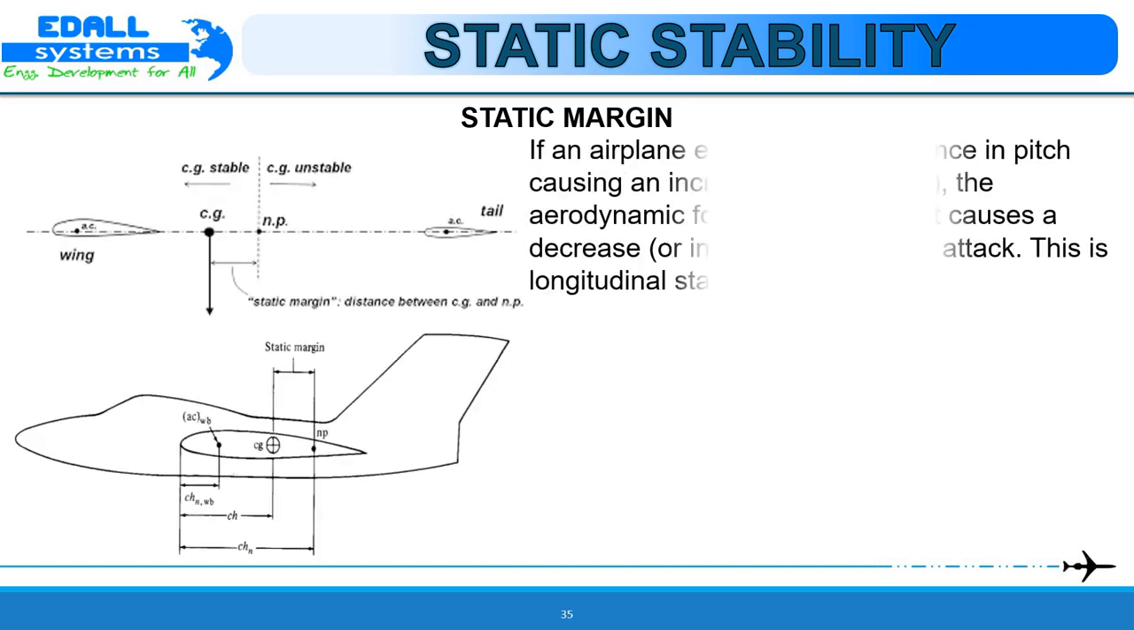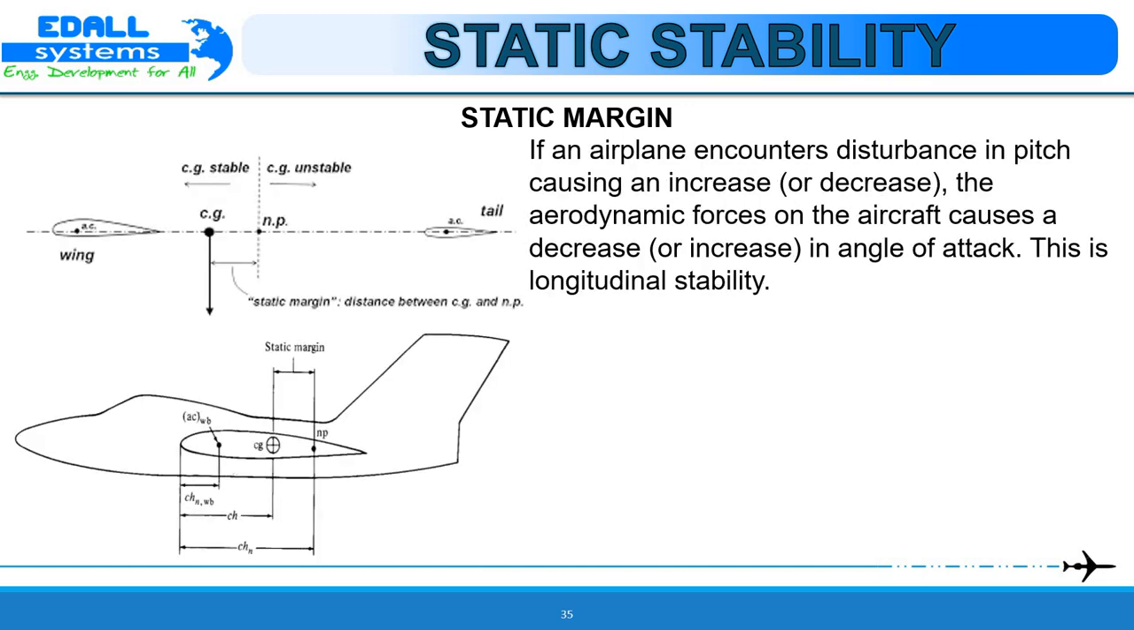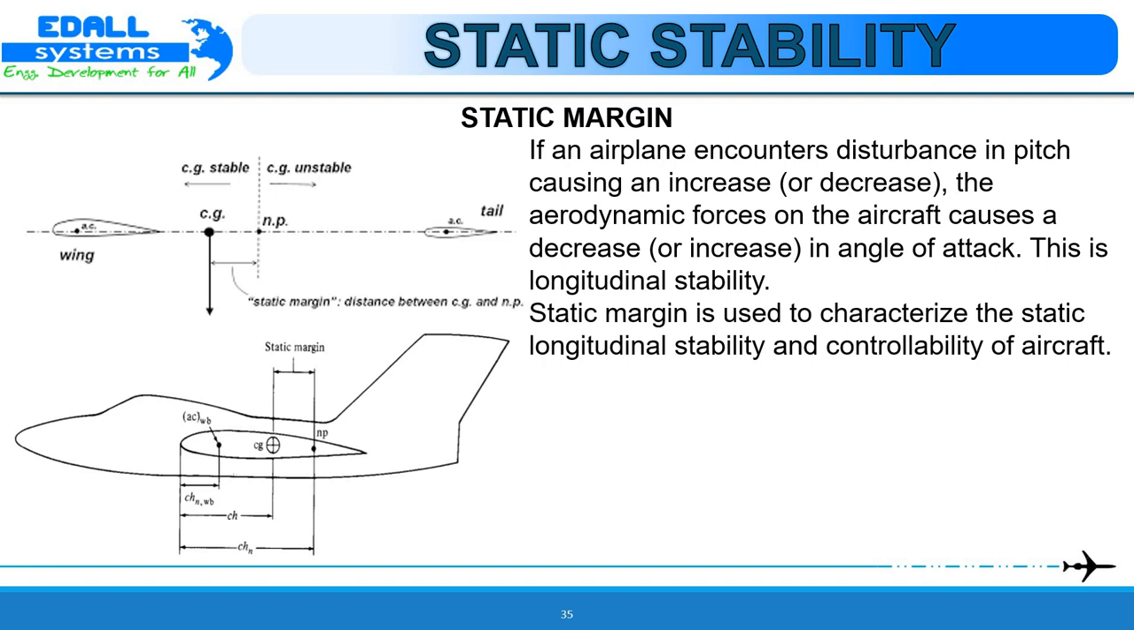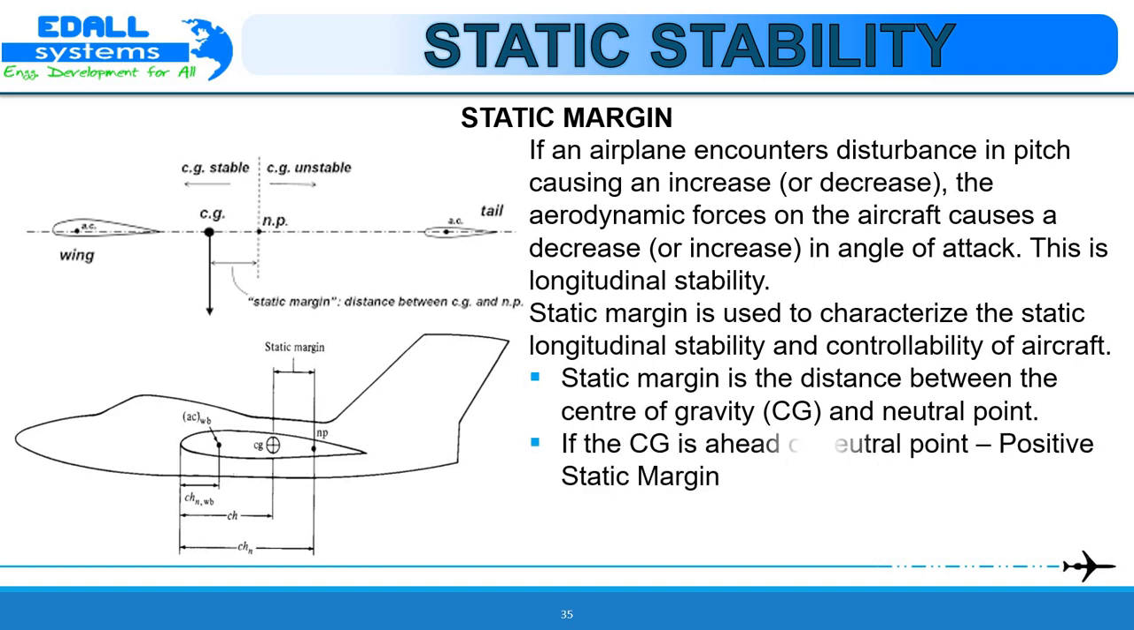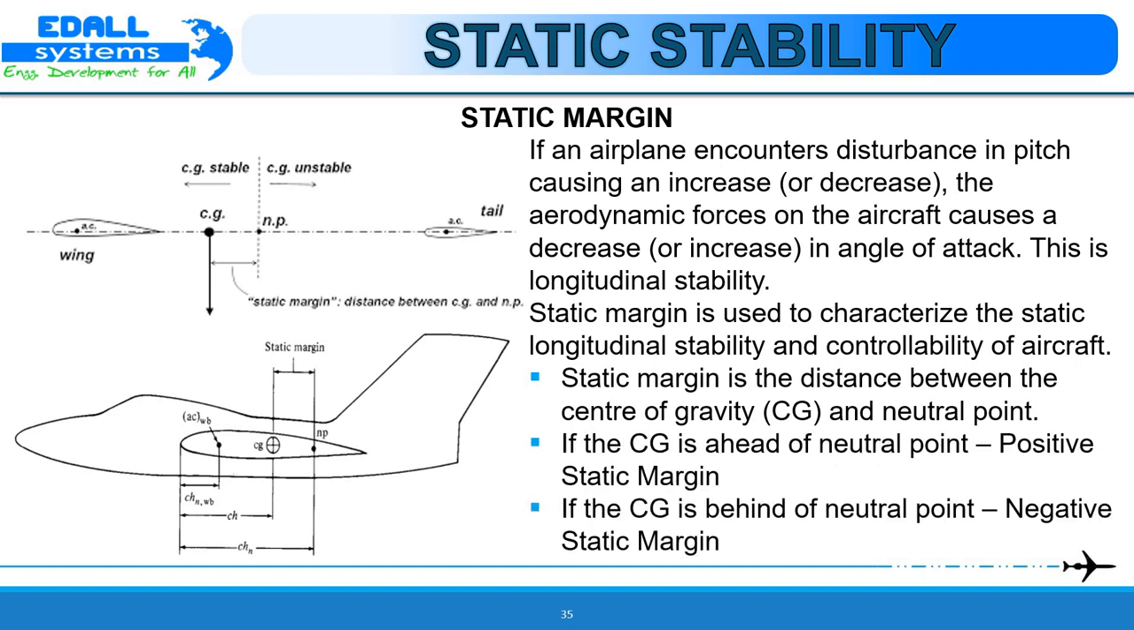Static margin. If an airplane encounters a disturbance in pitch causing an increase or decrease, the aerodynamic forces on the aircraft cause the decrease or increase in angle of attack. This is longitudinal stability. Static margin is used to characterize the static longitudinal stability and controllability of aircraft. Static margin is the distance between the center of gravity CG and the neutral point. If the CG is ahead of the neutral point, it is positive static margin, and if CG is behind the neutral point, it is negative static margin.